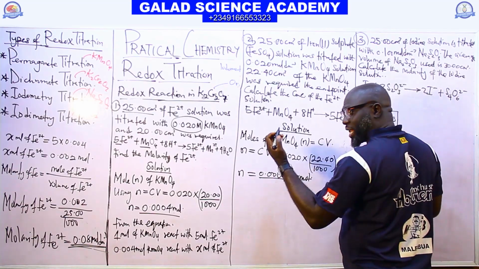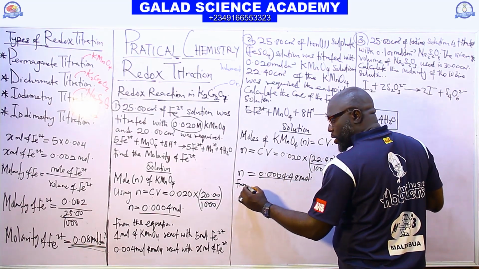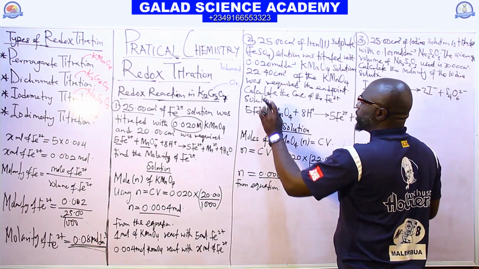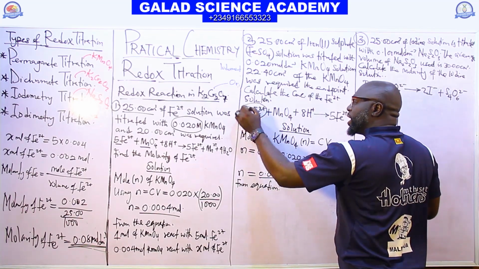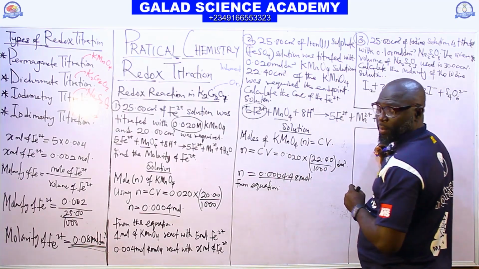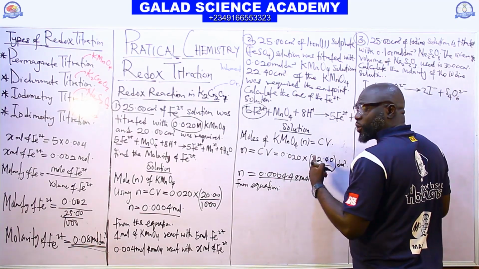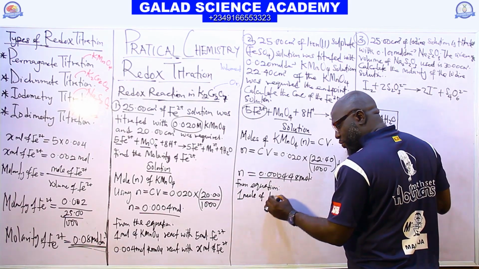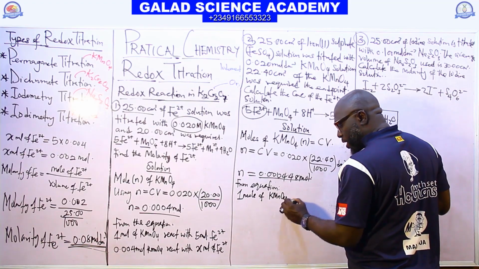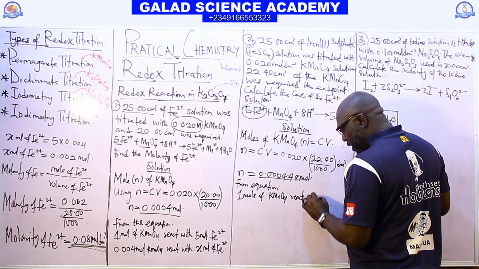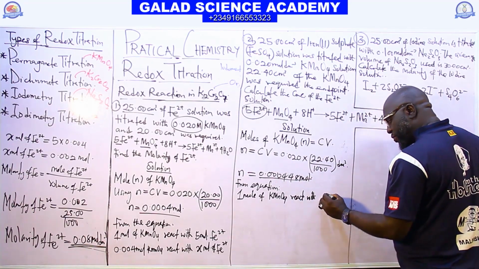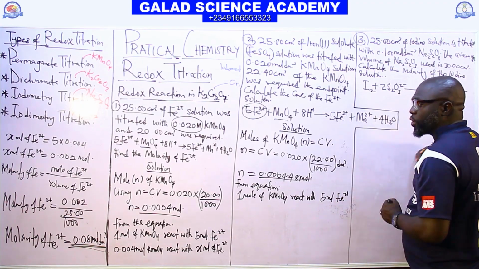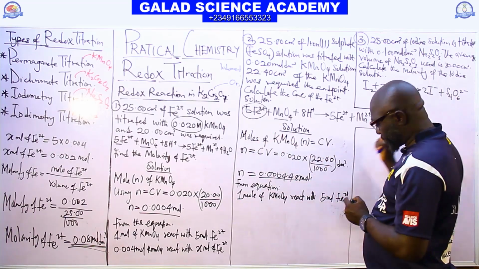So the next thing is, you can now say, from the equation, note that in this equation, 5 moles of iron react with 1 mole of KMnO4. So from the equation, we can now say 1 mole of KMnO4 reacts with 5 moles of iron 2 from this balanced equation.